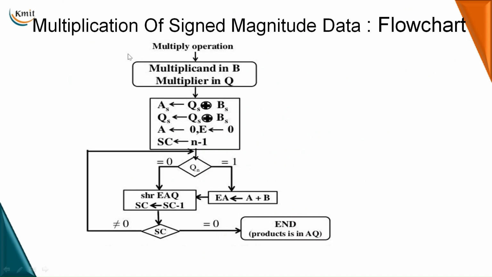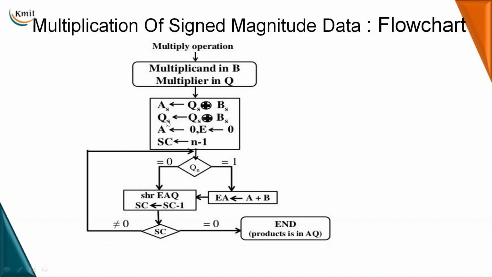We have already discussed this flow chart, where you have a multiplicand stored in your B register and multiplier in Q, and QS holds the sign bit of your multiplier and BS holds the sign bit of your multiplicand. You need to first assign your product will be stored in A and Q registers, and AS and QS represent the sign bits of A and Q registers.